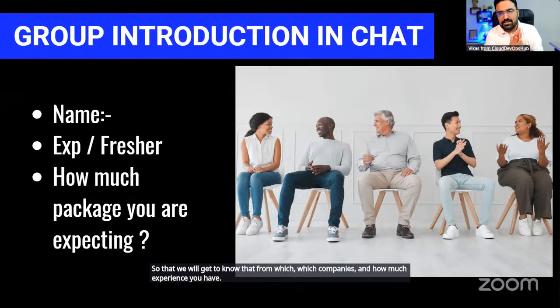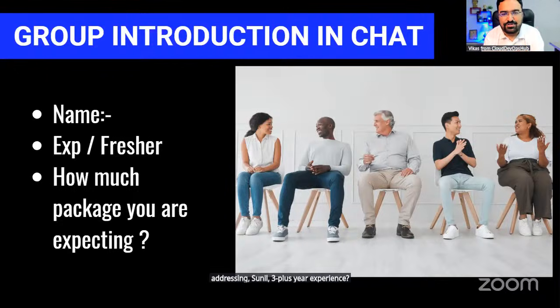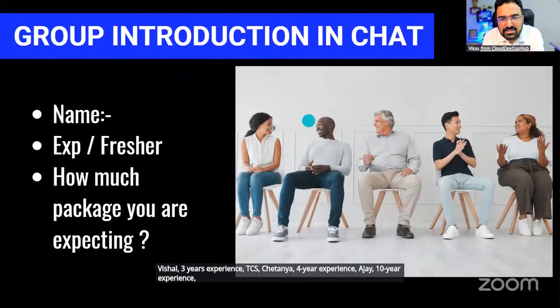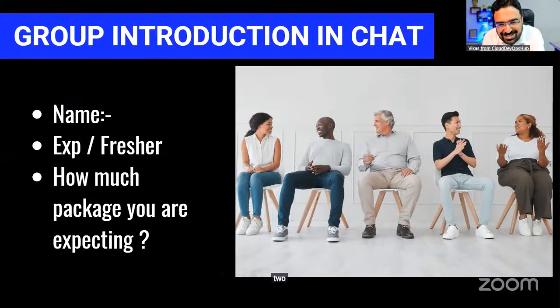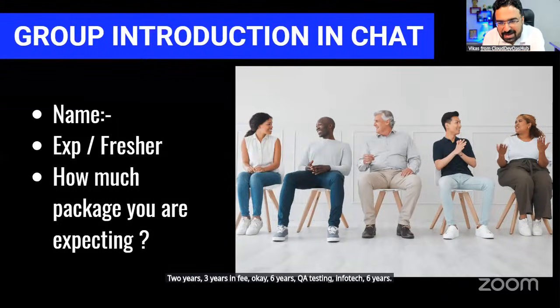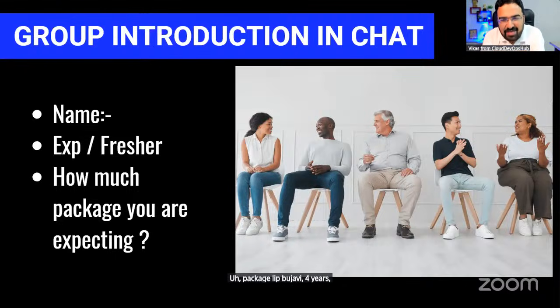Okay. Ajay Singh, Sunil, 3+ years experience, Accenture, very good Sunil, welcome to my batch. What about others? Ajay, Vaishnav, okay. Sanjay, 20 years experience, great. Vishal, 3 years experience, TCS. Chaitanya, 4 years experience. Ajay, 10 years experience. 9 years, 4 years, 3 years, 1.6 years, 2 years. Fresher, 2 years, 3 years. Okay, 6 years, QA testing, Infotech. I am not asking about package right now. 4 years, 4 years, 1 year gap. Okay, cool. 3 years. 2 years, 7 years, 4 years. Okay, 6 years.